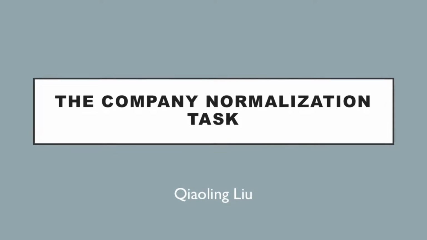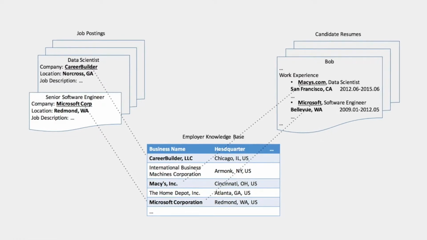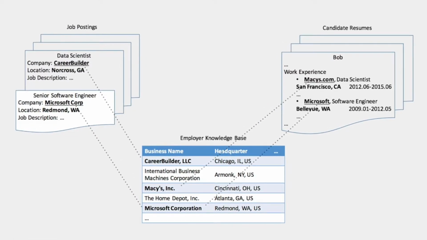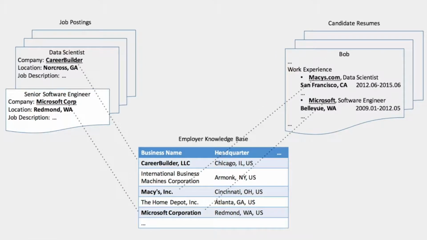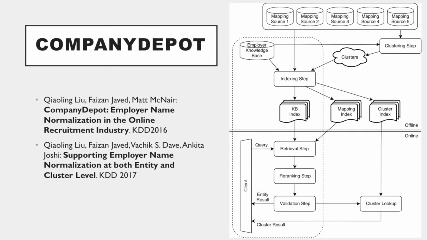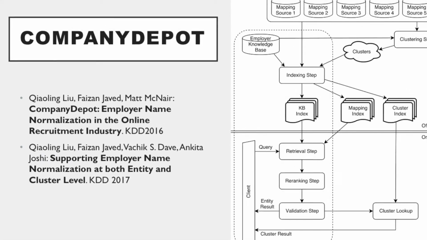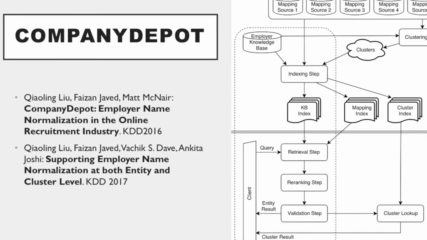One challenge task in our team is the company normalization task, which links the company names in job postings and resumes to companies in our knowledge base. So we developed a system called Company Depot to support large-scale company normalization using machine learning techniques. Details of the system can be found in our previous KDD papers.